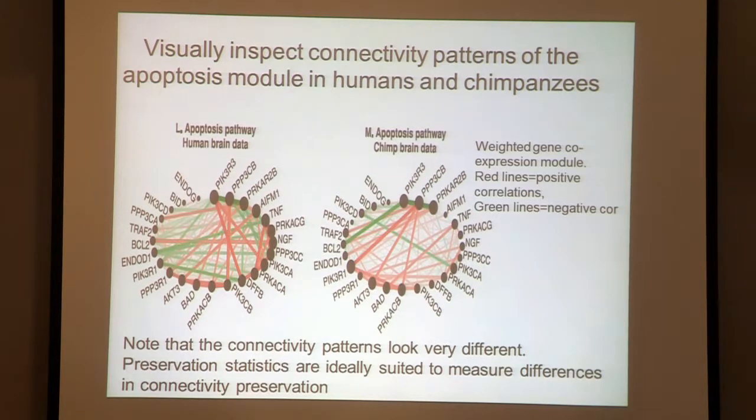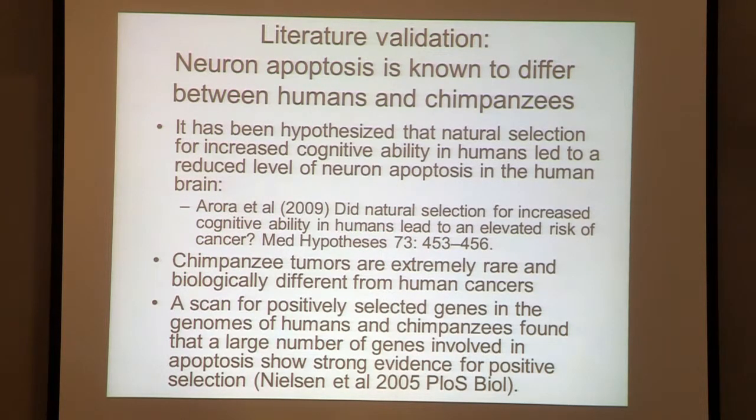And if you have a big lab, you can do that. But I just had Google, so I did a Google search: neuron apoptosis human chimps. And I dug out some interesting references. There is an article that asked the question, did natural selection for increased cognitive ability in humans lead to an elevated risk of cancer?